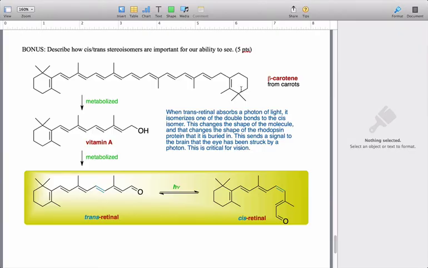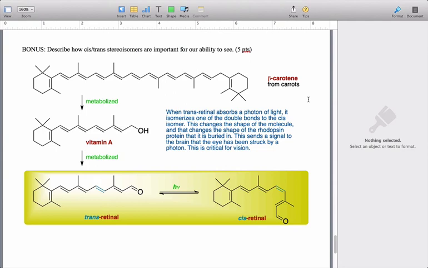The bonus problem, I asked you to describe how cis-trans isomers are important for our ability to see. If you recall, I talked about this example in class where we get beta-carotene in our diet and it is converted into retinal, which is embedded in a protein in the back of our eyes, in the retinas of our eyes. And when it absorbs a photon of light, it undergoes a trans to cis isomerization, which changes the structure of the protein it's embedded in and provides a signal to the optic nerve that says our eye has detected a photon of light. That is how isomerization of double bonds is important for our ability to see.